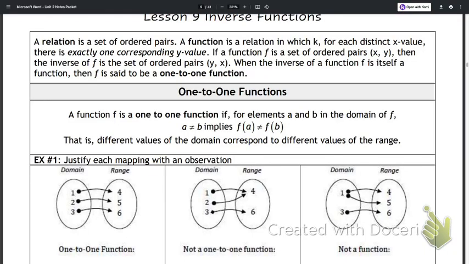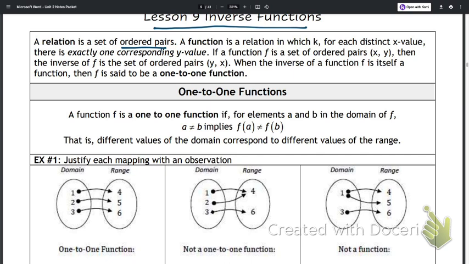Hey guys, we're going to do a lesson today over inverse functions. And the first thing you should understand is a relation is a set of ordered pairs. A function is a relation where none of the x's repeat. And you've learned about that since Algebra 1, and probably even before that.